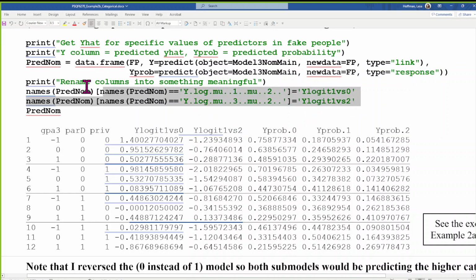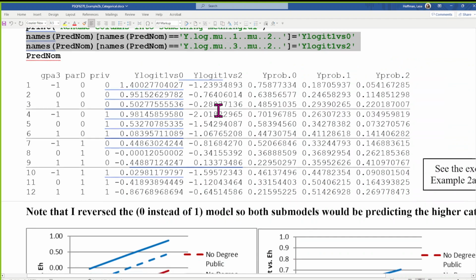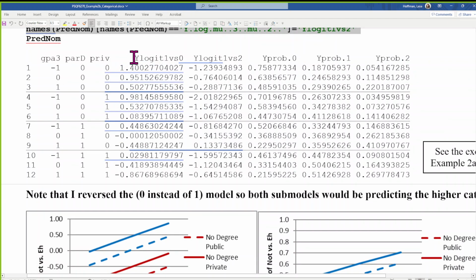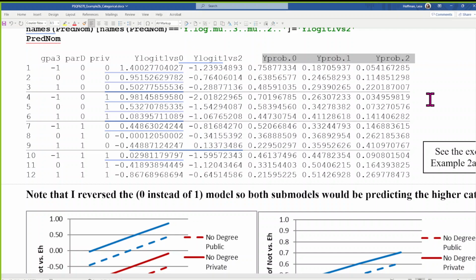So then I relabeled the awful names that it came up with into something that's a little bit easier to understand. So the first 2 categories then are giving the predicted logits from each submodel, and then R does you a solid and converts those into the probability of each answer category. So at the end of the day, whether you have an ordinal model or a nominal model, all of these models are designed to tell you for a given level of your predictors, what is the predicted probability of each answer category. They just differ in how they get to that point.